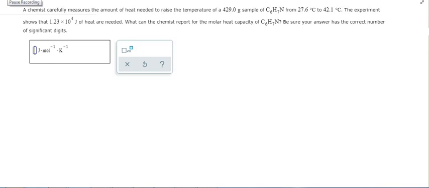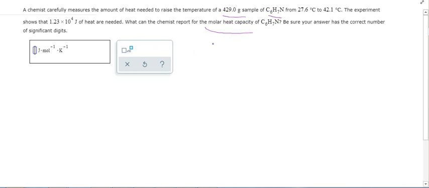Okay, here's an ALEKS problem, and we're going to be talking about molar heat capacity. A chemist carefully measures the amount of heat needed to raise the temperature of a 429 gram sample of aniline, C6H7N, from 27.6 degrees C to 42.1 degrees C. The experiment shows that 1.23 times 10 to the 4th joules of heat are needed. What can the chemist report for the molar heat capacity?